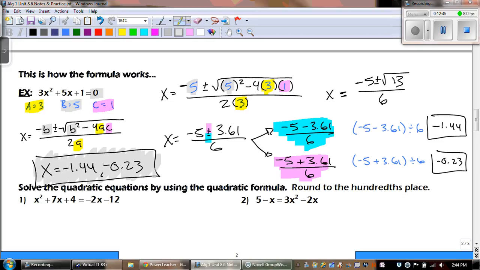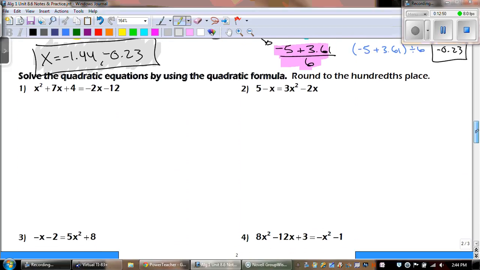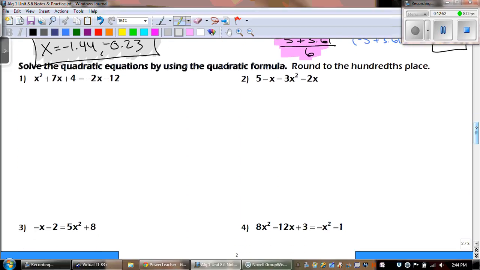There we go. Okay, that wasn't too bad. Now, solve the quadratic equations by using the quadratic formula. Yes, some of these you can use other methods, but we want you to practice using the quadratic formula.